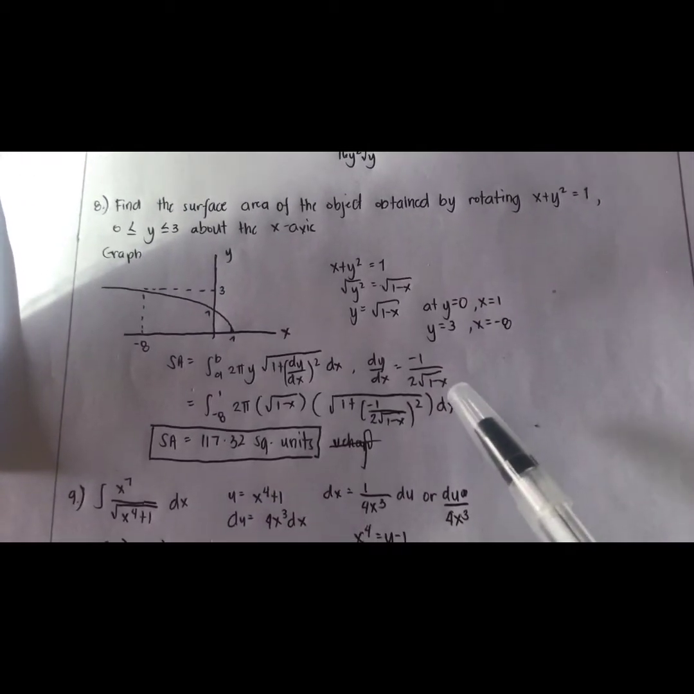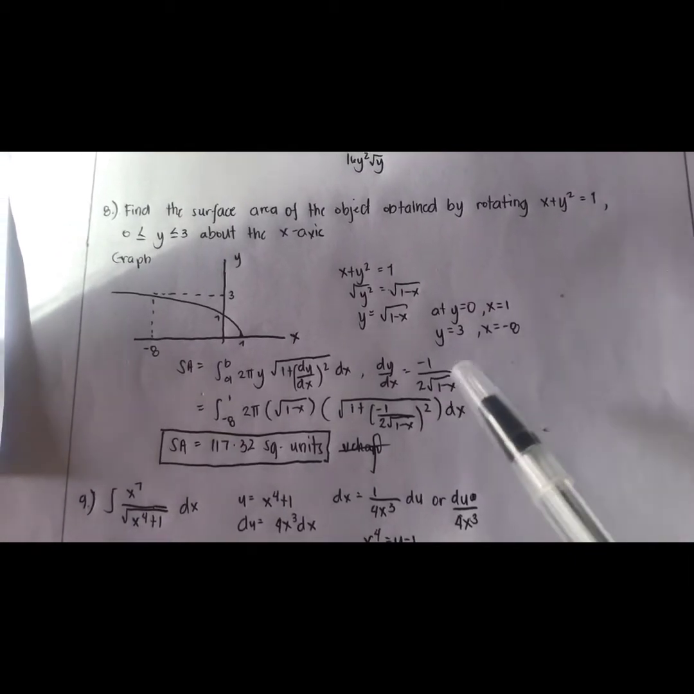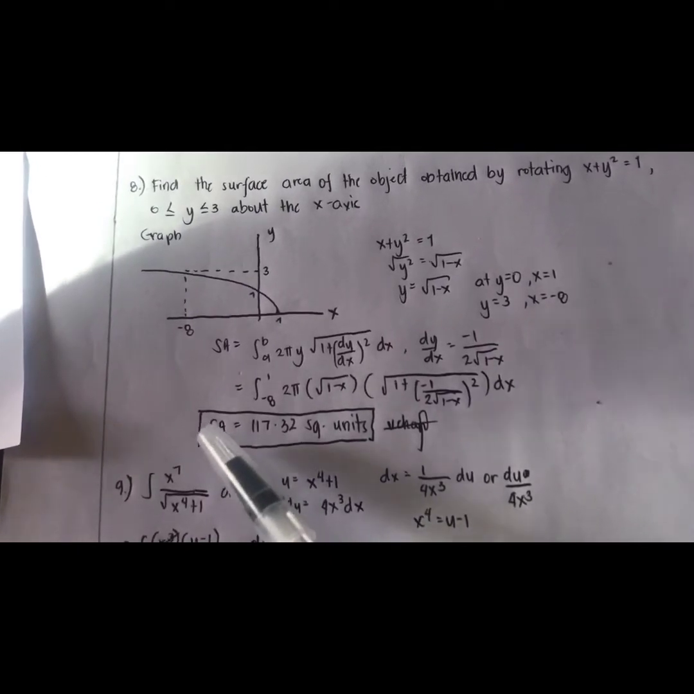Now if we input this in the calculator, we will have a final answer of surface area is equal to 117.32 square units. And that is the final answer for problem number 8.